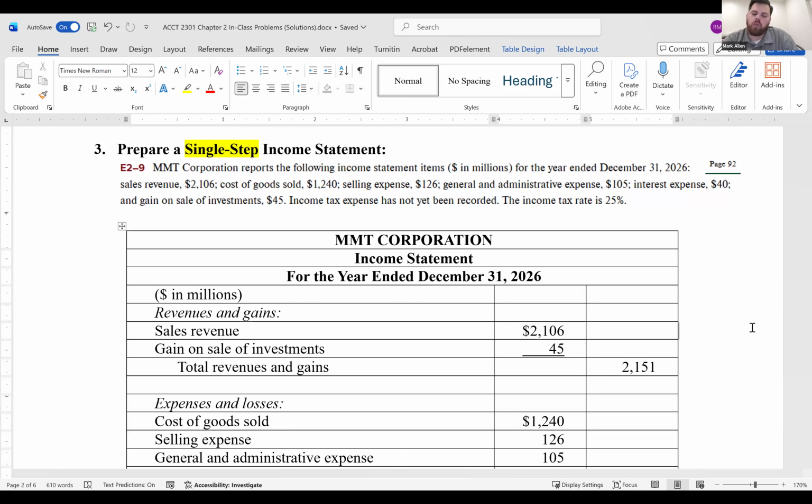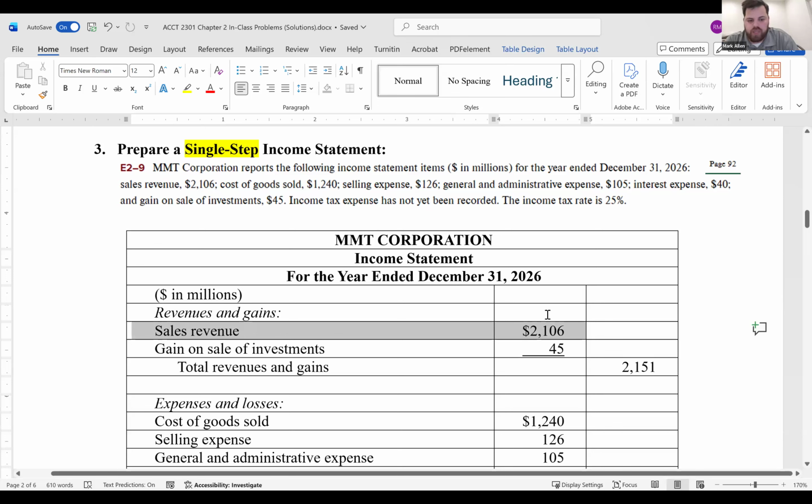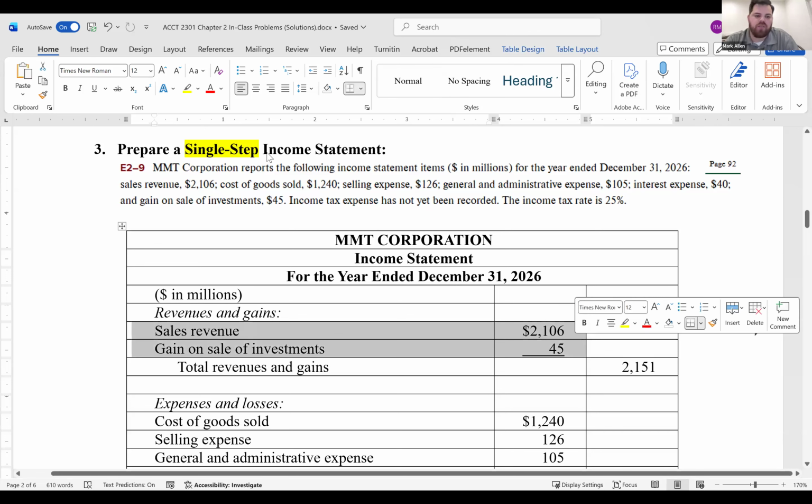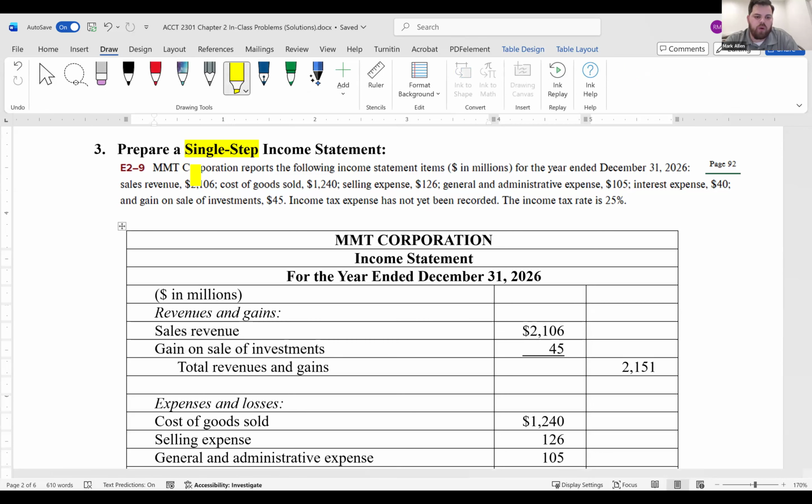We'll start off with our first section here. Once again, this is a single step income statement, so all revenues and gains go into one bucket. And so we only had two items here. We had sales revenue given to us immediately for 2106, and then we had a gain on sale of investments for 45. So if we want, we can go back and identify those two. Here's the gain for 45, and here's the initial sales revenue for 2106. That comes down to give me the 2151. So we can see where all of that is coming from.